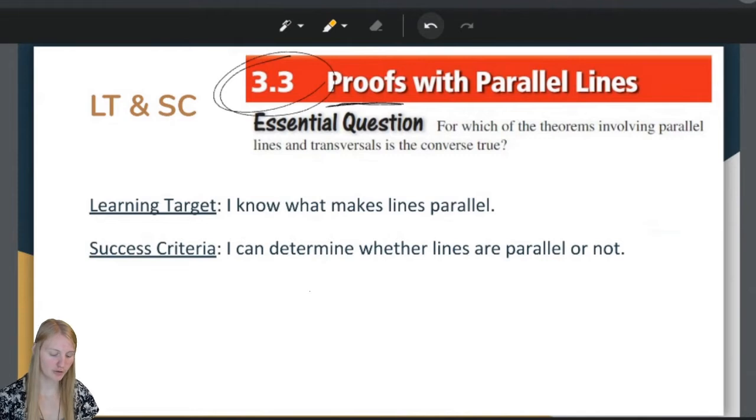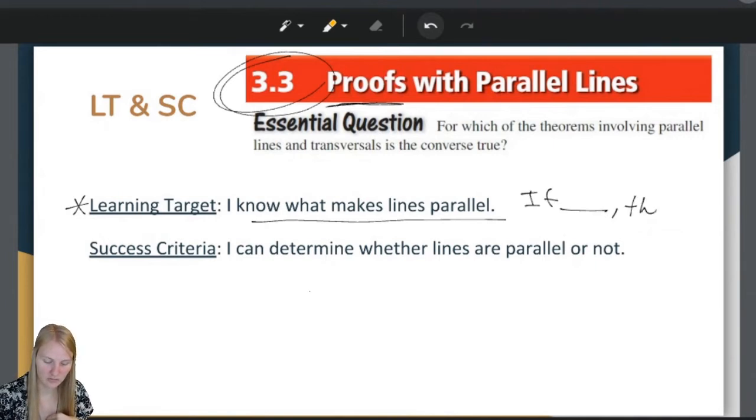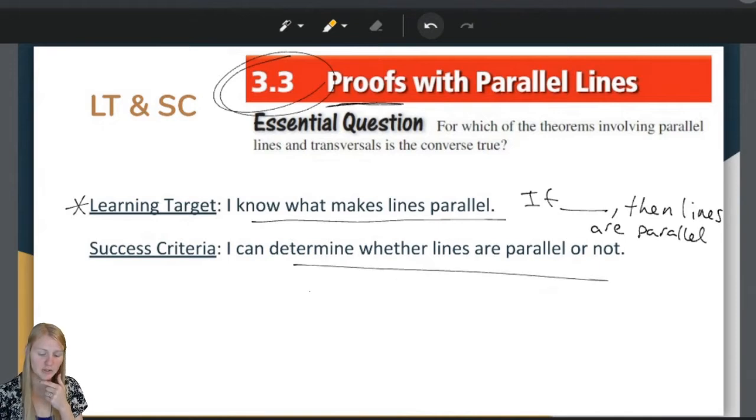So, our learning target is that you know what makes lines parallel. If this, then lines are parallel. What? If what, then lines are parallel. And the success criteria, how will you know that you know if, then lines are parallel? How will you know that you've truly learned that? Well, you'll be able to determine whether lines are parallel or not. If this, then lines are parallel. So you should be able to determine whether lines are parallel or not by the end of this lesson.